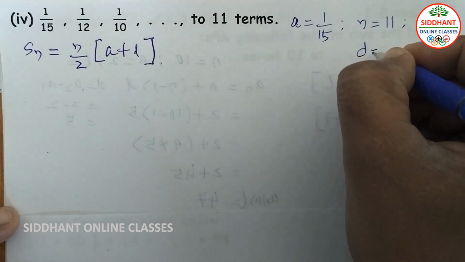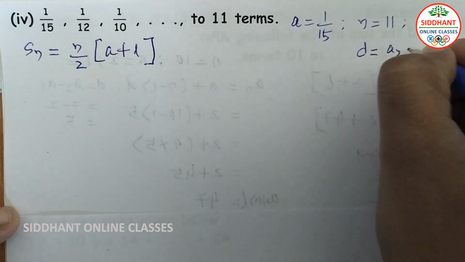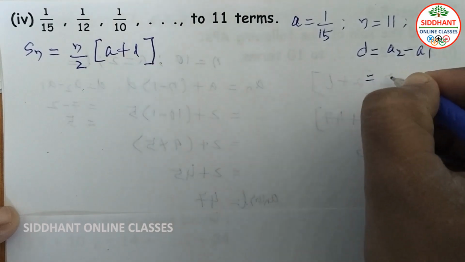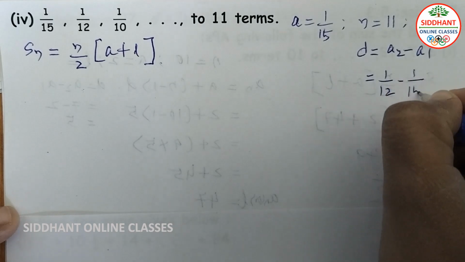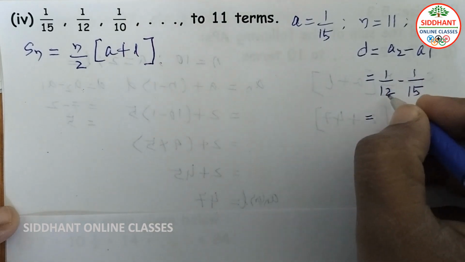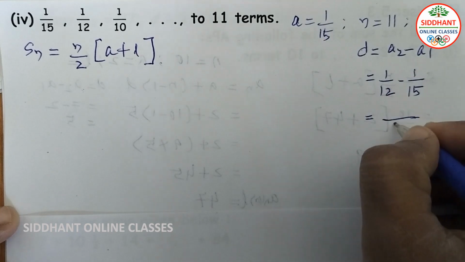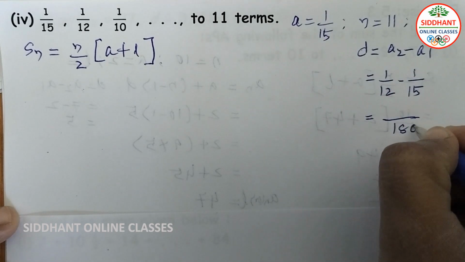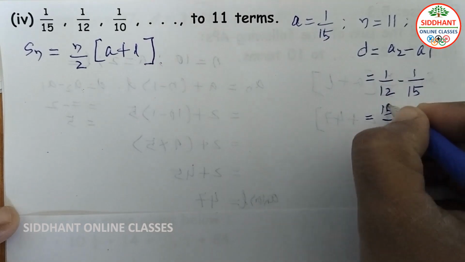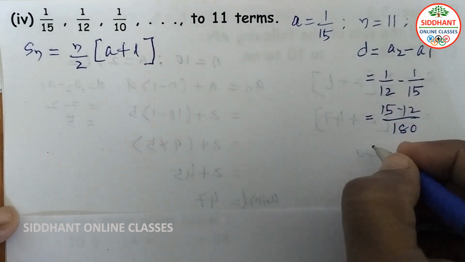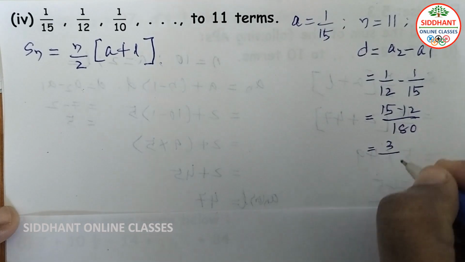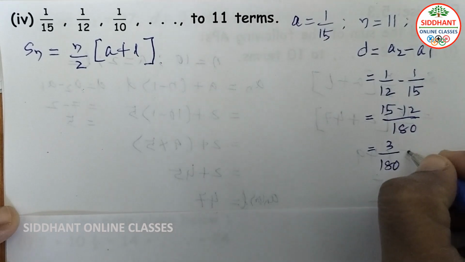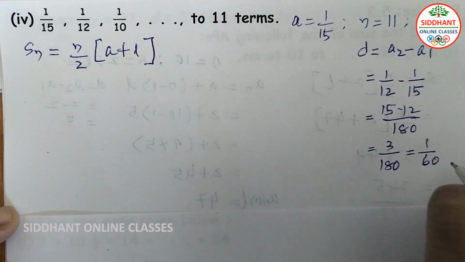So D, which is the common difference, is A2 minus A1. A2 is 1 by 12 minus 1 by 15. That equals, 12 into 15 is 180, so 15 minus 12, which is 3, by 180, that equals 1 by 60. So the D value is 1 by 60.